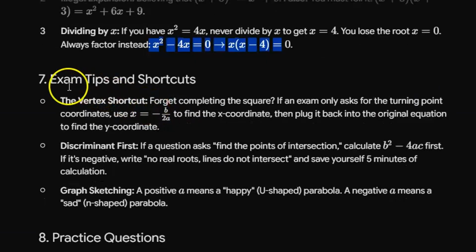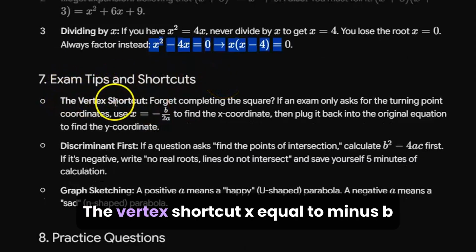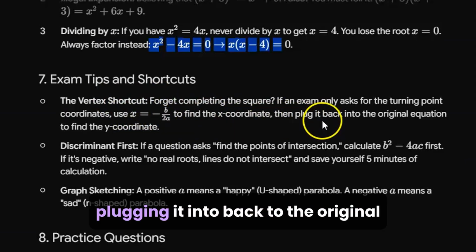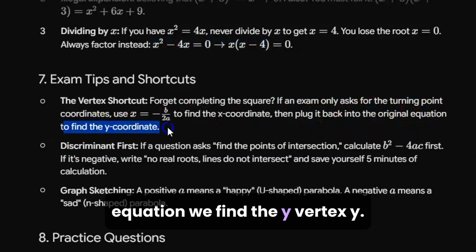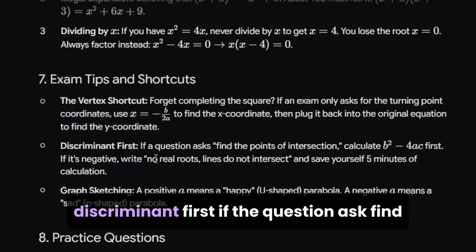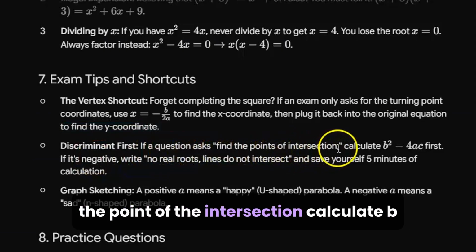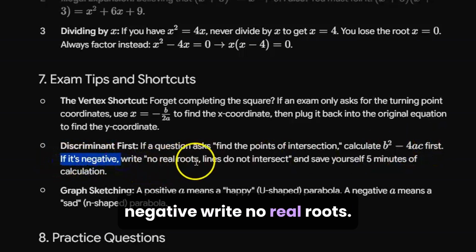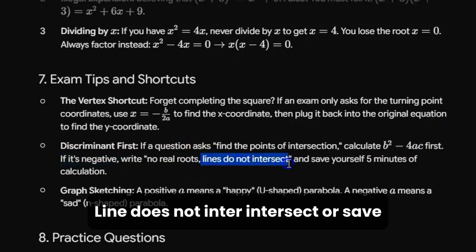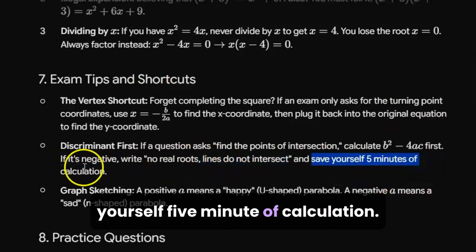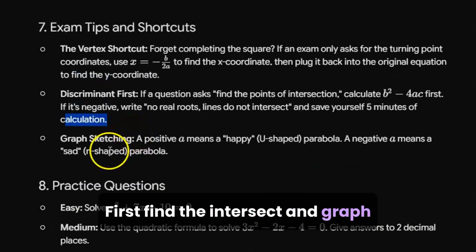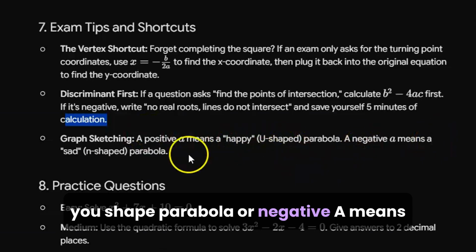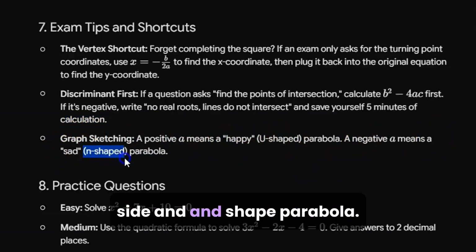Tips and shortcuts. The vertex shortcut: x = -b / 2a gives the x-coordinate, and plugging it back into the original equation gives the y-coordinate. Discriminant first: if the question asks you to find the point of intersection, calculate b² - 4ac first. If it is negative, write no real roots, the line does not intersect, and save yourself five minutes of calculation. And graph sketching: a positive a means a happy U-shaped parabola, a negative a means a sad N-shaped parabola.